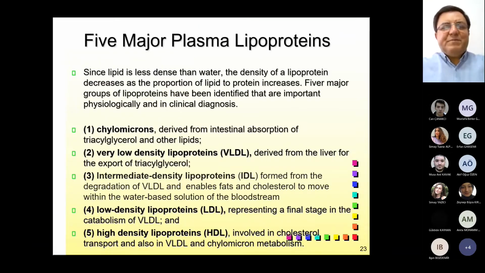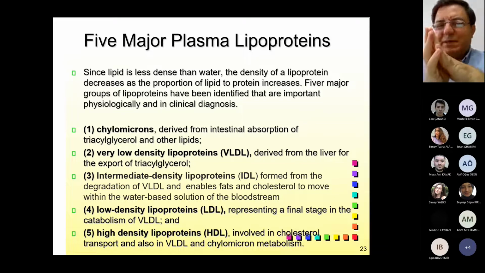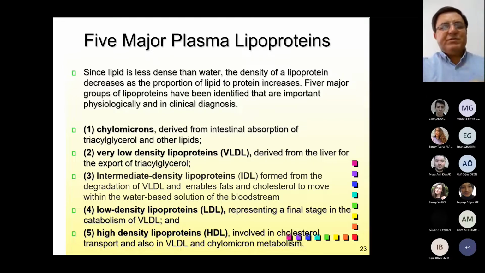There are five major plasma lipoproteins. As I said, lipids are less dense than water, so the density of the lipoprotein decreases as the proportion of lipid to protein increases. They are important from the clinical and pathophysiological aspects. The first one is the chylomicrons, derived from the intestinal absorption of triglycerols and other lipids. And VLDL is derived from the liver for exporting triglycerol.